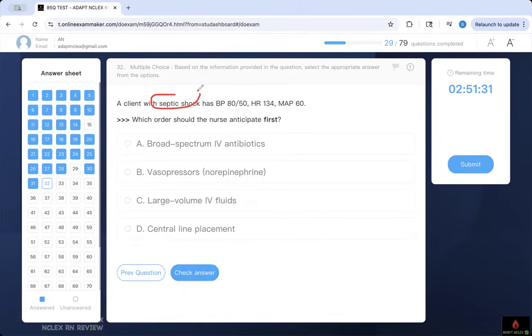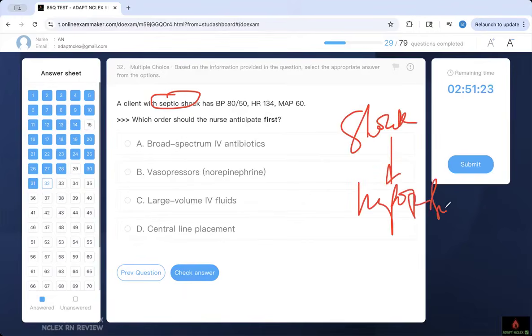Check it. Septic shock. The question says shock. So shock, the definition of shock is hypoperfusion. And therefore, when I'm treating a patient, I'm going for hypoperfusion. That's what I'm going to tackle first. Broad spectrum antibiotic is dealing with the organism. It's not treating the shock.